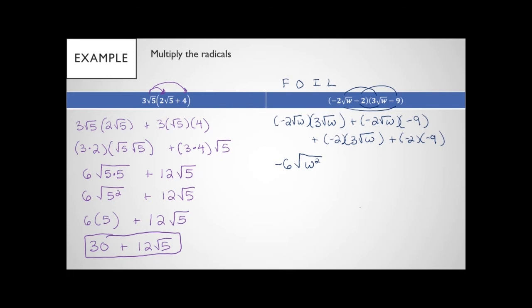Next, I have my -2 square root of w times -9. So I can multiply the numbers. -2 times -9 is a positive 18. And then I just have a square root of w that hangs out.